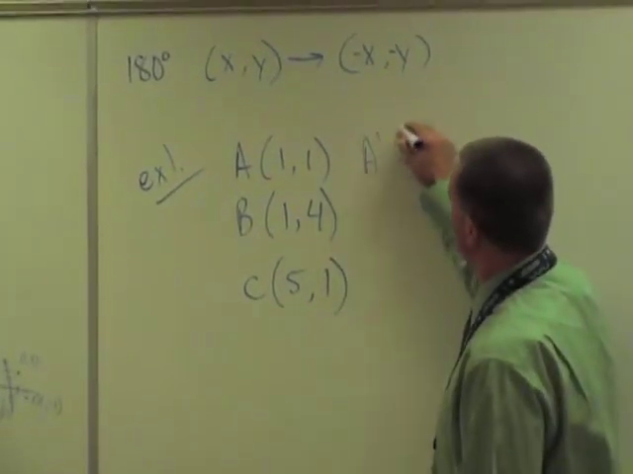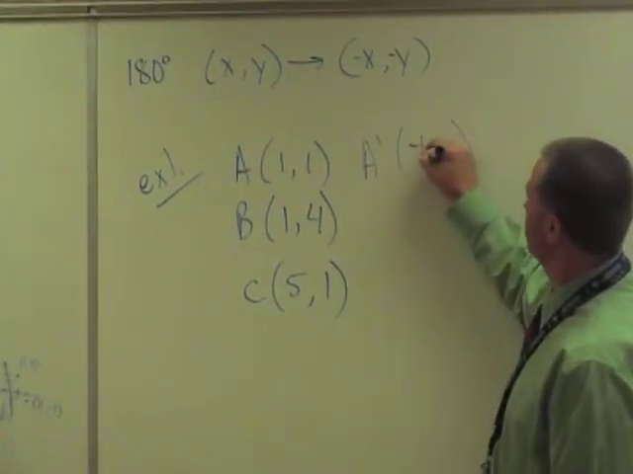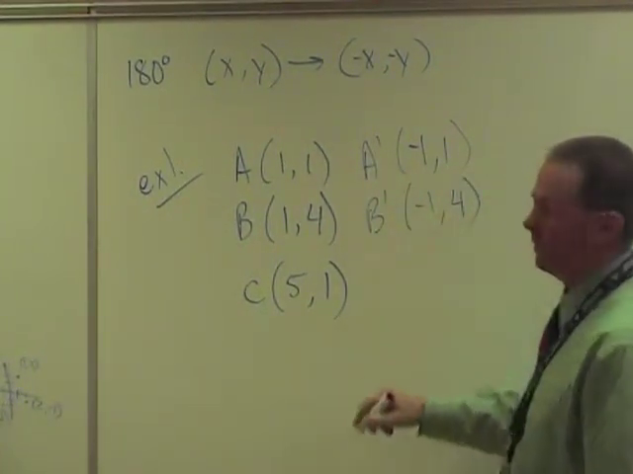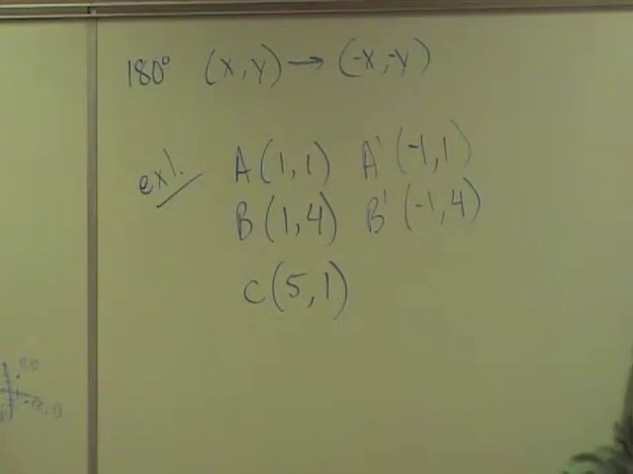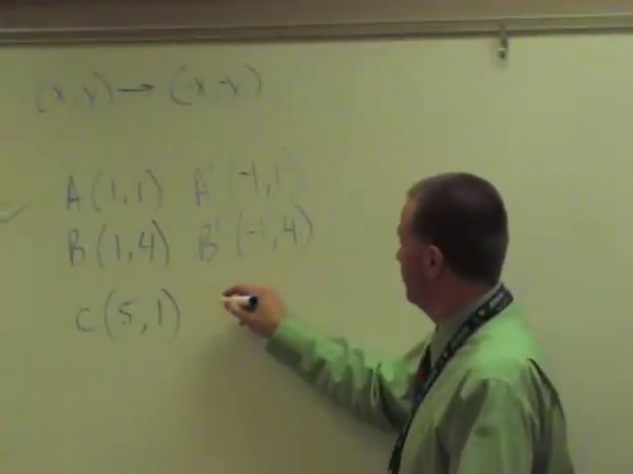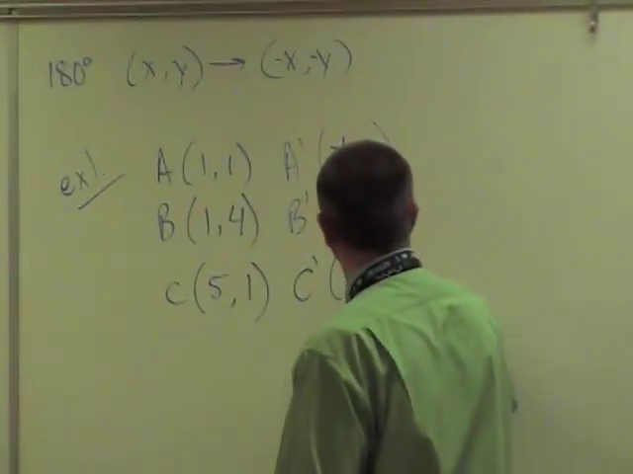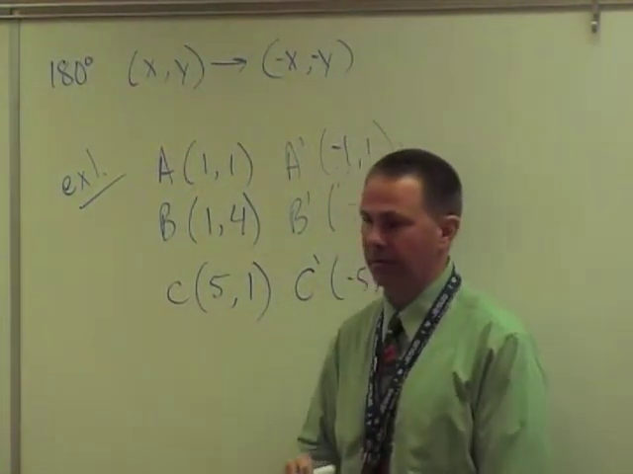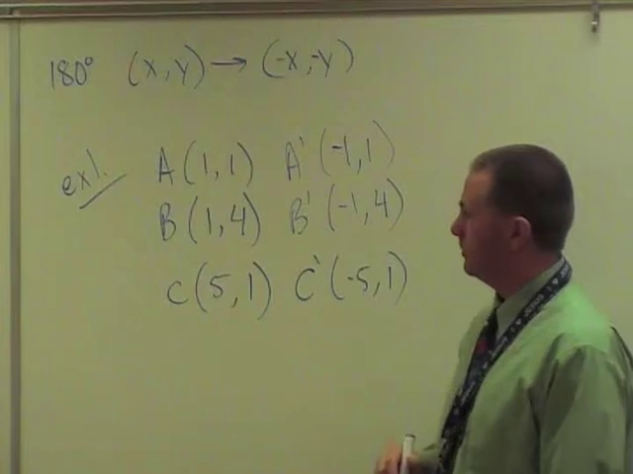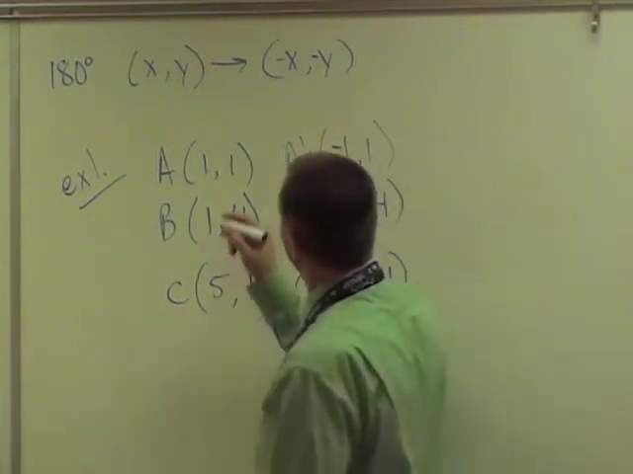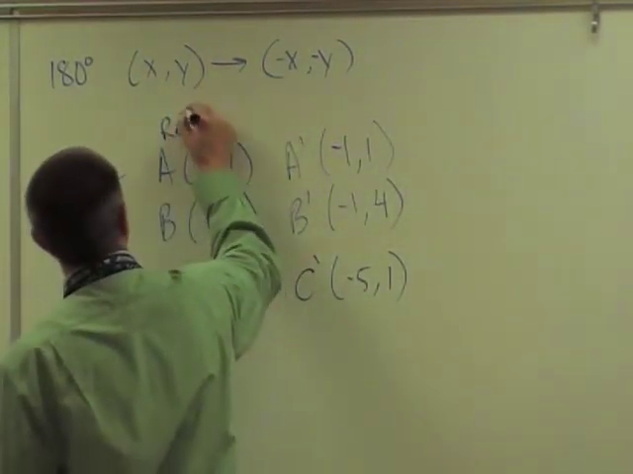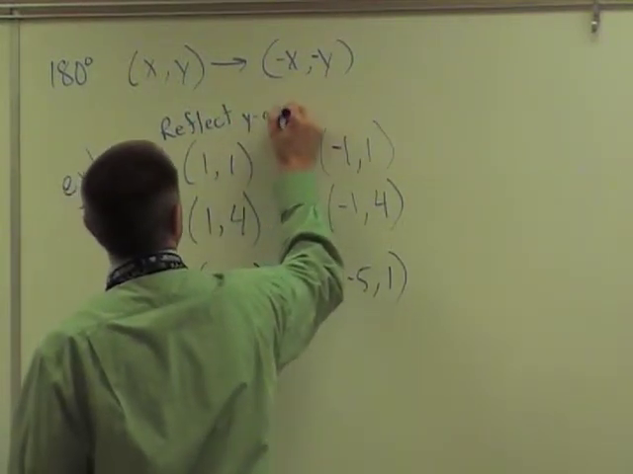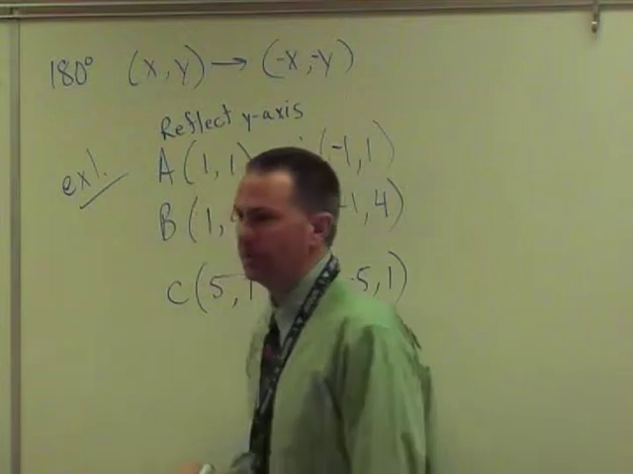So A prime is where? Negative 1, 1. There we go. B prime: negative 1, 4. C prime: negative 5, 1. No, you don't graph unless it tells you to graph. So this was reflection about the y-axis, for your notes.